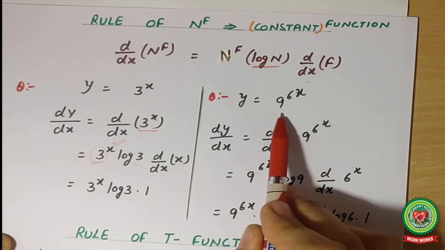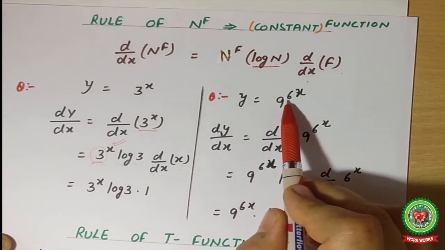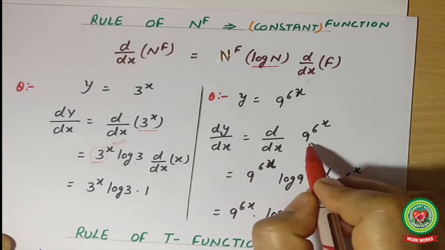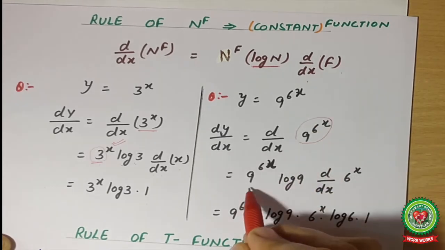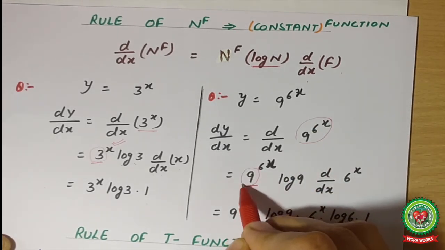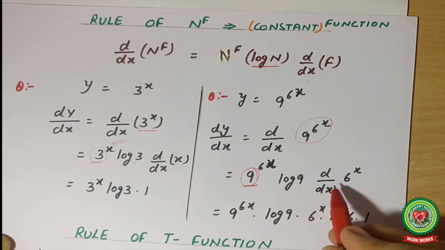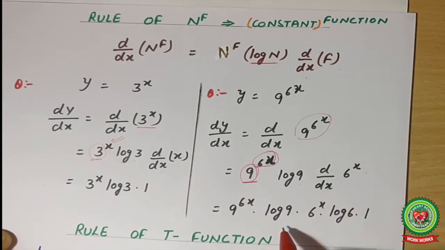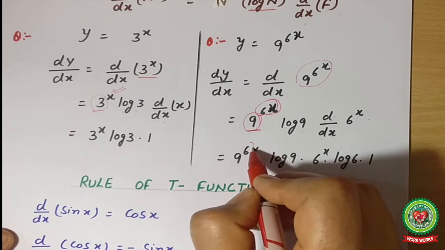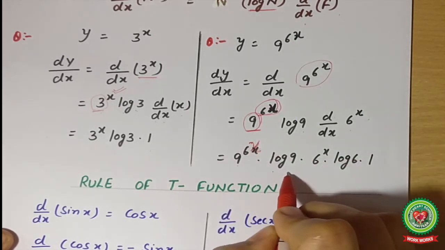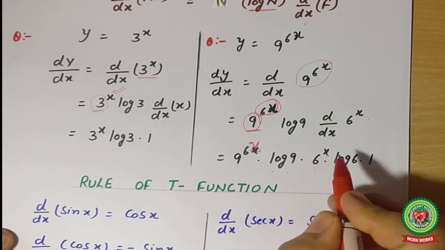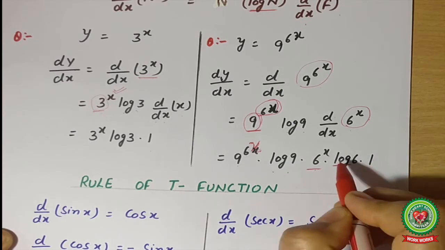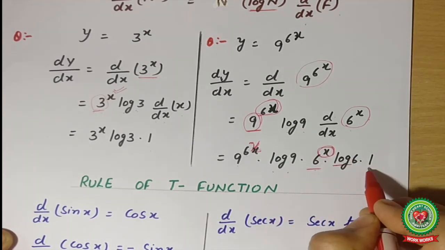Now I am taking one more example. 9 raised to power 6 raised to power x. dy upon dx. First of all, we will take the full term as it is. Then the base is 9, so log 9. d/dx of what function? 6 raised to power x. So 9 raised to power 6 raised to power x, then log 9 into 6 raised to power x. 6 raised to power x is as it is, into log 6 into d/dx of x. d/dx of x is 1.